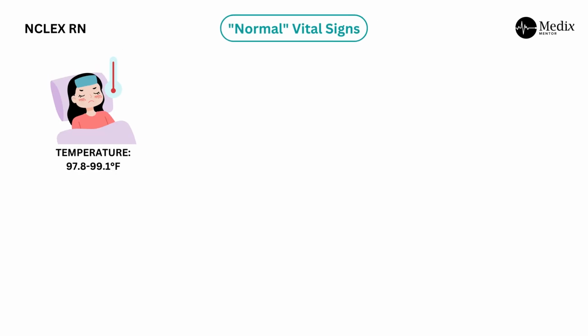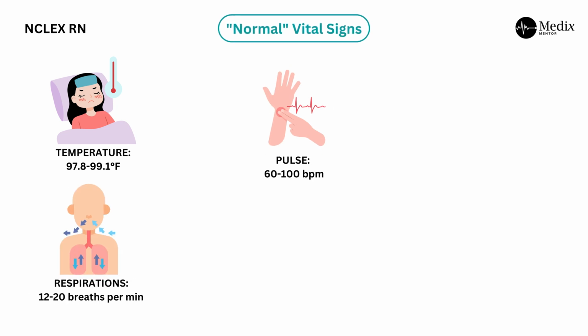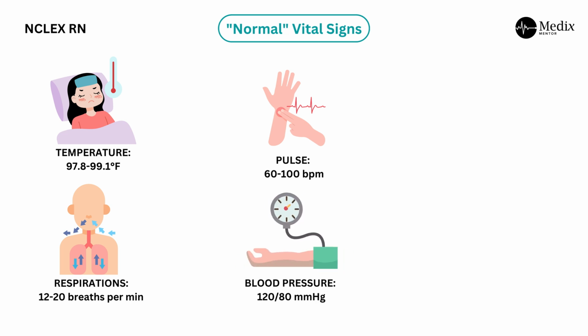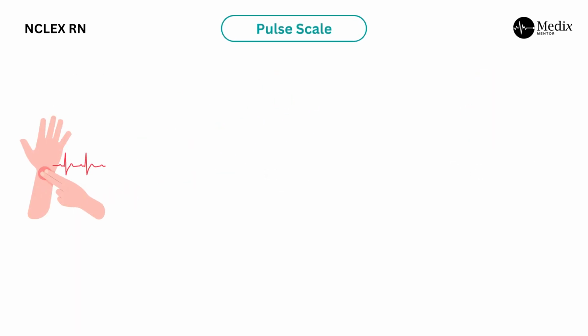Temperature, 97.8 to 99.1 degrees F. Pulse, 60 to 100 beats per minute. Respirations, 12 to 20 breaths per minute. Blood pressure, 120/80 mm of mercury. Oxygen saturation, 95 to 100%. When assessing the pulse, it's essential to note the strength using a pulse scale.